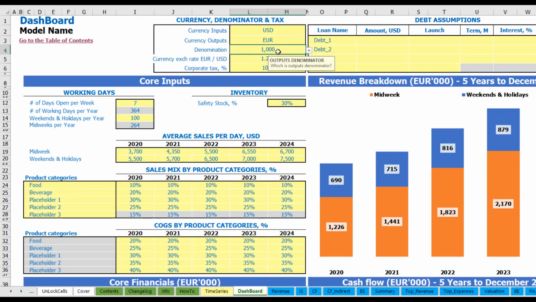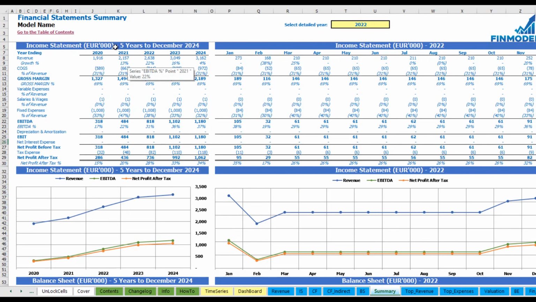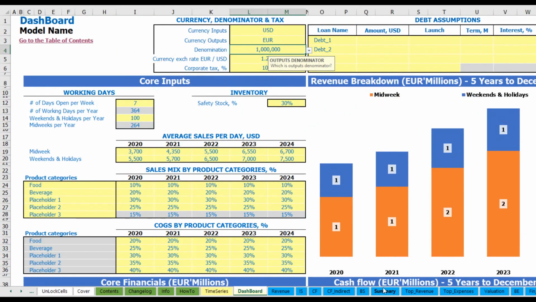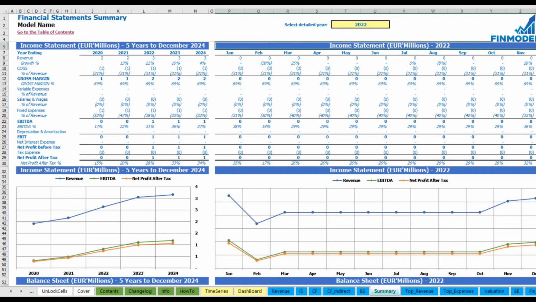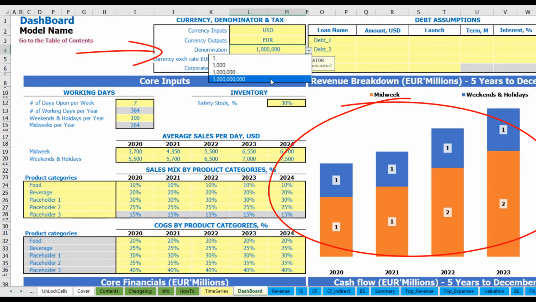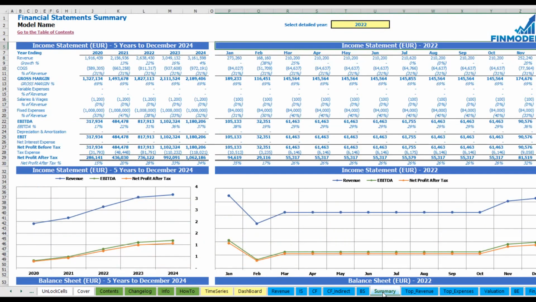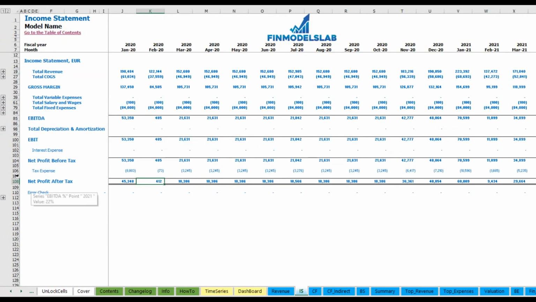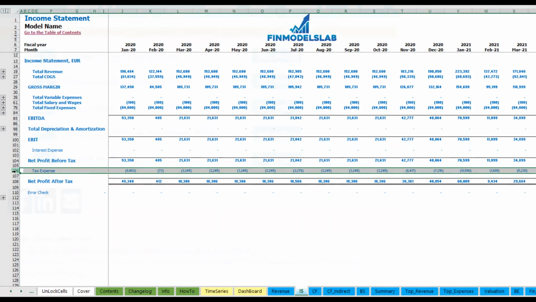Additionally you have denomination, which means that you can denominate all your outputs on the reports. In this example the denomination is 1000, meaning that your outputs are denominated by 1000. You can select millions. You may see that now it is in $1,000,000. You can also set billions or without any denomination. Additionally you have corporate tax setup. You can change this number and this will impact tax expenses in your income statement.